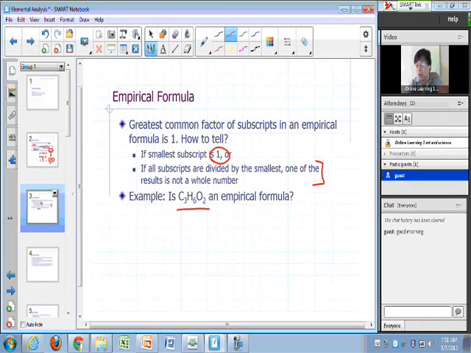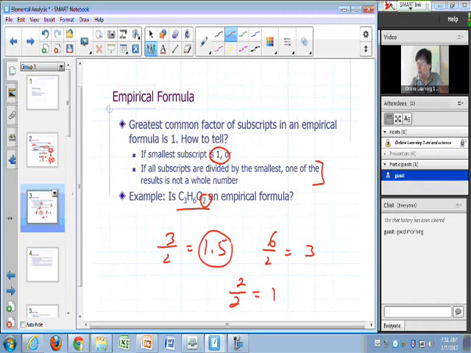So let's look at this question. Is this an empirical formula? C3H6O2. Well, what's the smallest of these? None of these is 1, right? So let's divide all of the subscripts by the smallest number, which is 2. So 3 divided by 2 is 1.5. 6 divided by 2 is 3. 2 over 2 is 1. See, one of the numbers is not a whole number, so this is the simplest formula you can get with the smallest possible whole numbers. So the answer to this question, we say, is yes, that's an empirical formula.